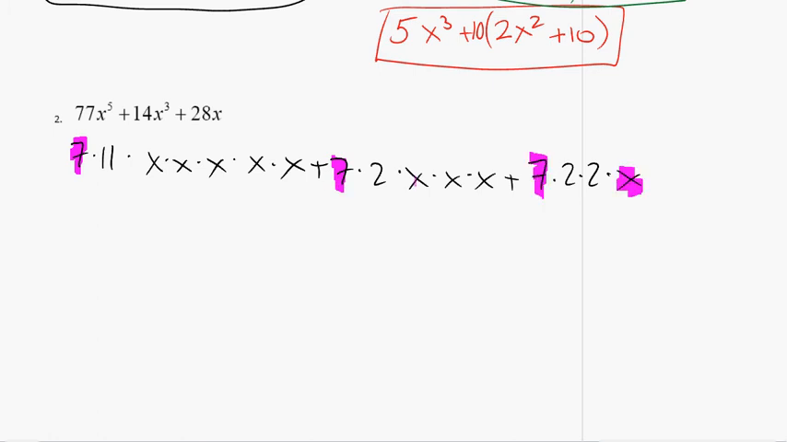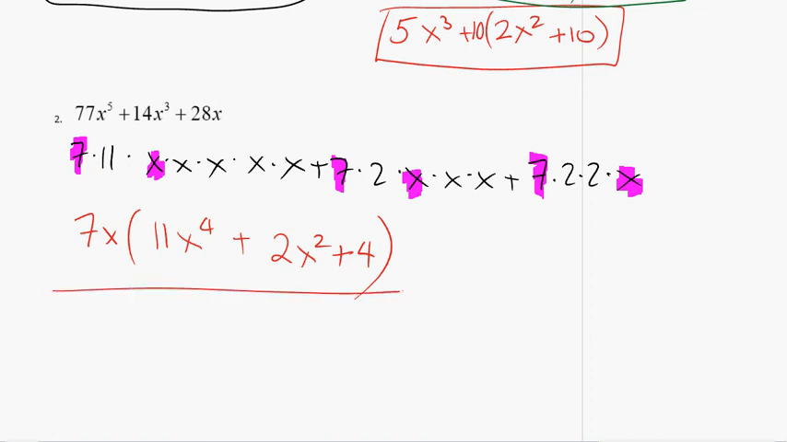They all seem to have an x. So that's what I'm pulling out, 7x. What's left now is 11x to the 4th plus 2x squared plus 4. So that would be the factored form for that.